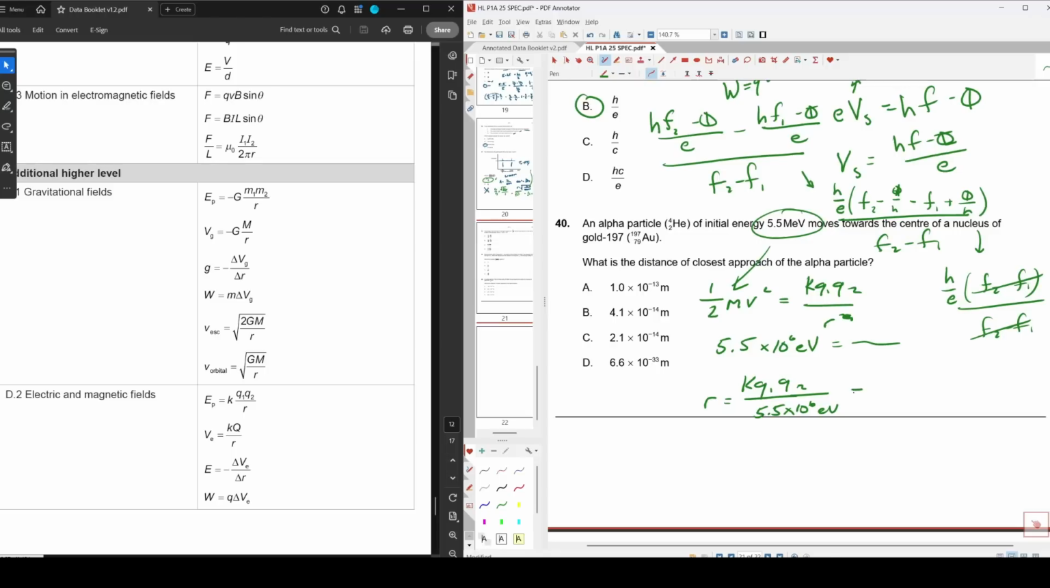All right, so what are the charges? K times Q1 is an alpha particle, so its charge is 2 times the elementary charge. Then I got 79 times the elementary charge. All of that over 5.5 times 10 to the 6 EVs. Remember, be careful. We're going to need to make this joules. You can cancel one of these E's if you're fancy, but I don't want to mess with doing too much at once.